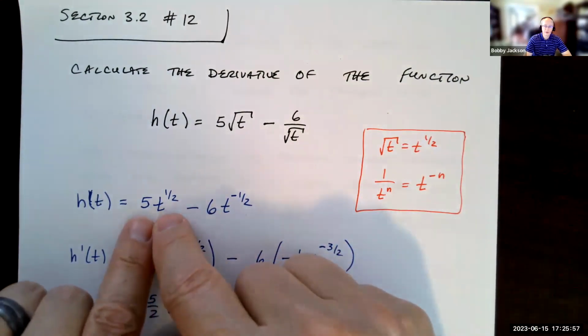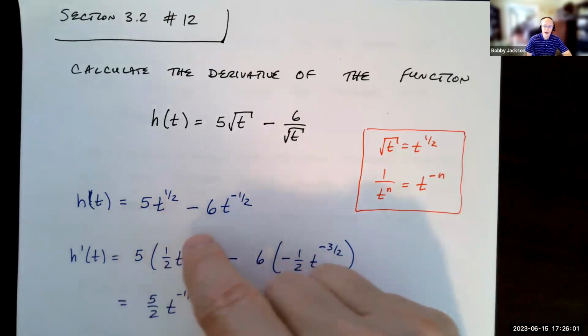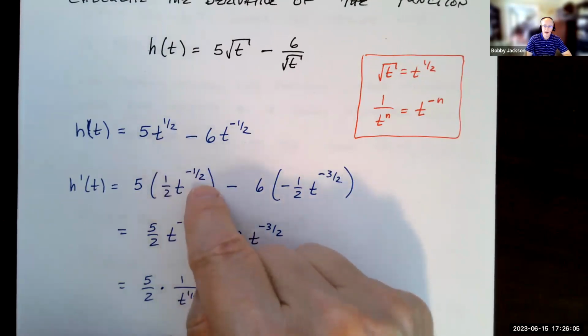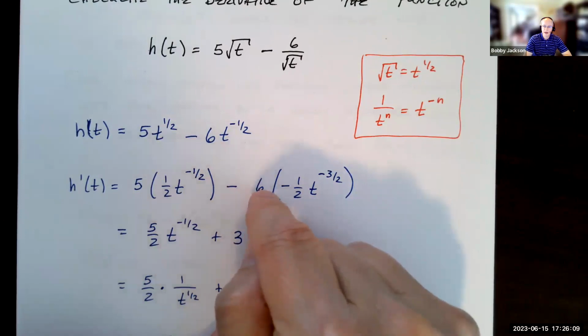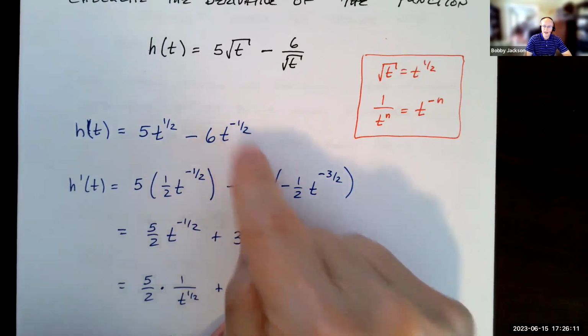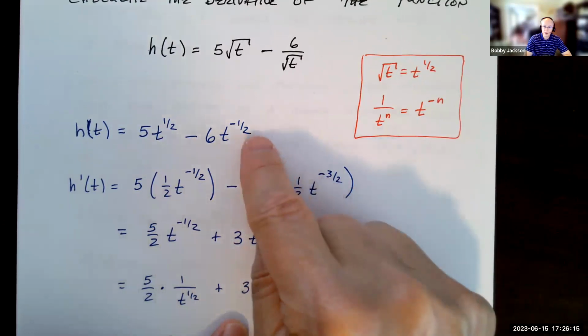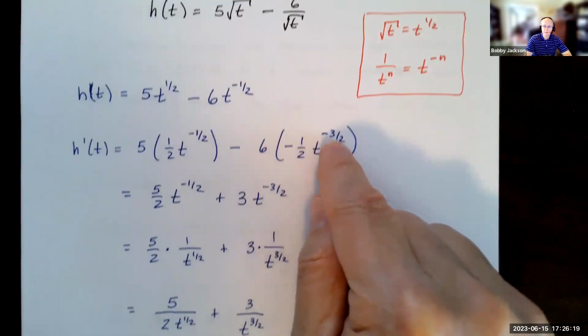When I take the derivative of this one, the constant multiple rule, I'm going to pull that 5 out, and then t to the 1/2 is power rule. I bring the 1/2 down. T, subtract 1 from 1/2, I get negative 1/2. The derivative of this, I pull the 6 out, constant multiple. T to the negative 1/2, I bring the negative 1/2 down. Subtract 1 or 2/2 from negative 1/2 gives me negative 3/2.